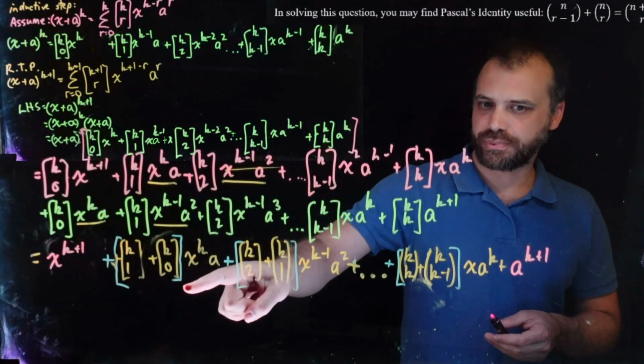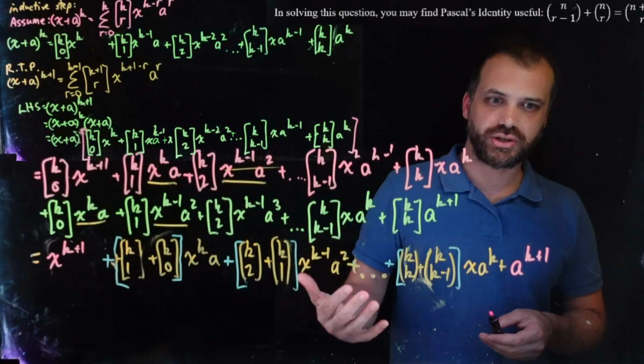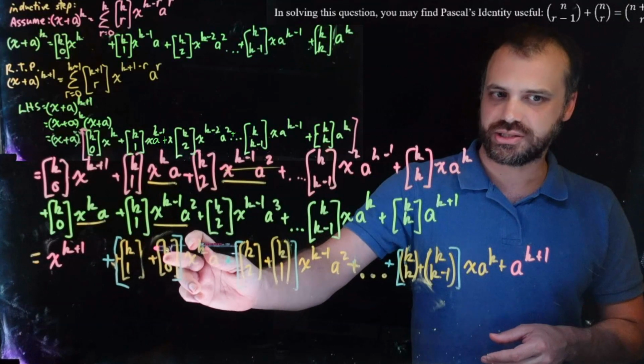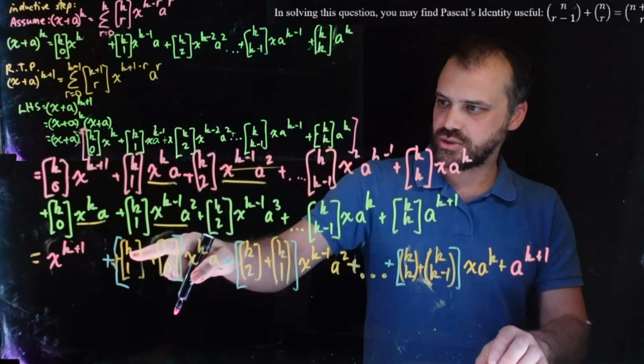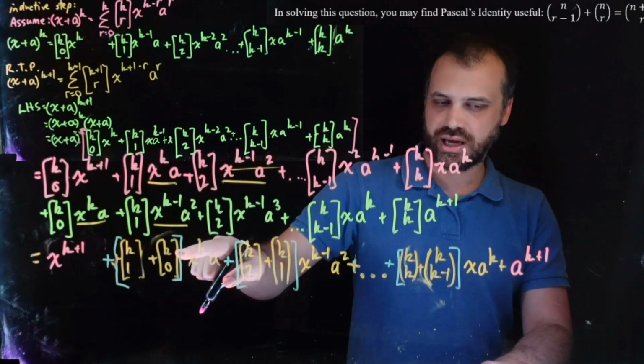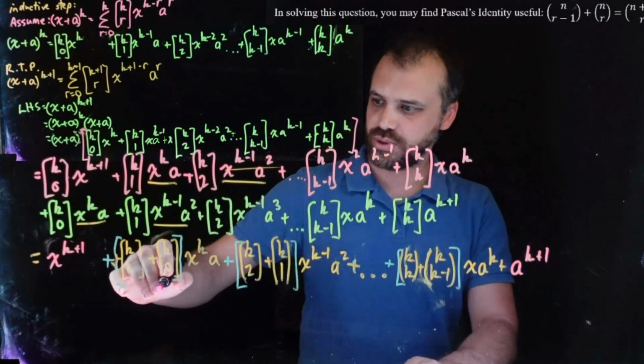So that means we can replace all of these with new terms. So let's replace this one first. This identity says that we can replace the k's up the top with k plus 1.